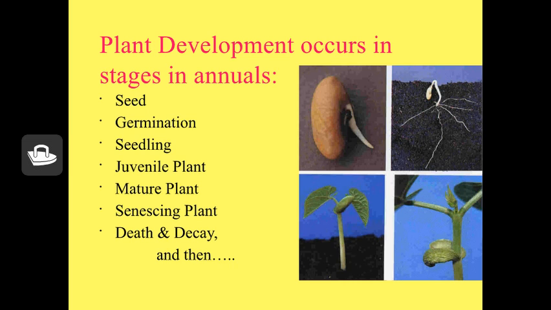Dry seeds may last for many years. Once they receive some moisture, however, germination can begin. The seedling is a young, tender plant that begins to grow, and a juvenile plant is a plant that has not yet flowered. A mature plant is a flowering plant, and a senescing plant has finished flowering, begun fruiting, and started to die. Death and decay are a natural part of life. And then, of course, it all starts over again.